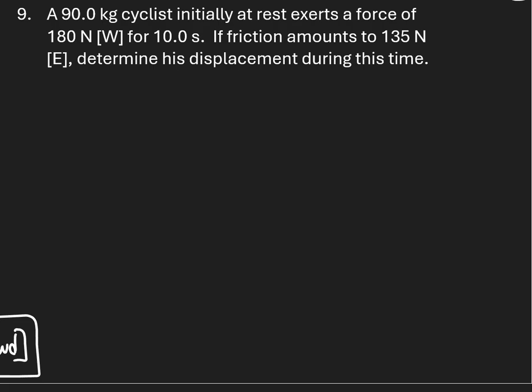A 90-kilogram cyclist, initially at rest, exerts a force of 180 newtons west for 10 seconds. If friction amounts to 135 newtons east, determine his displacement during this time.